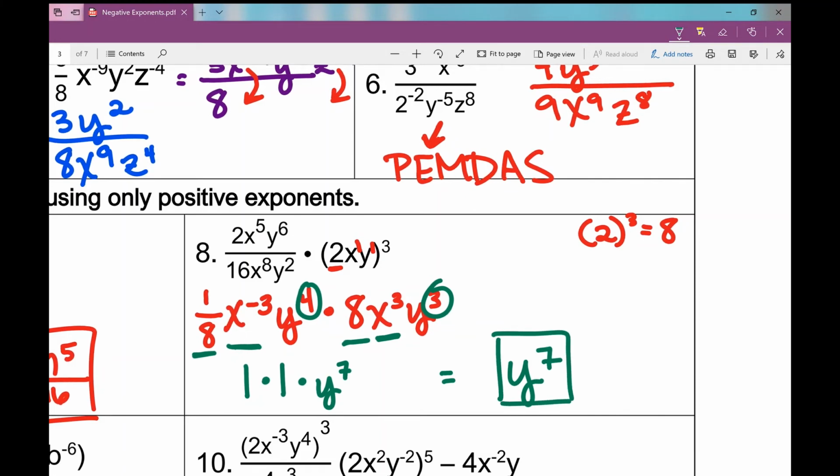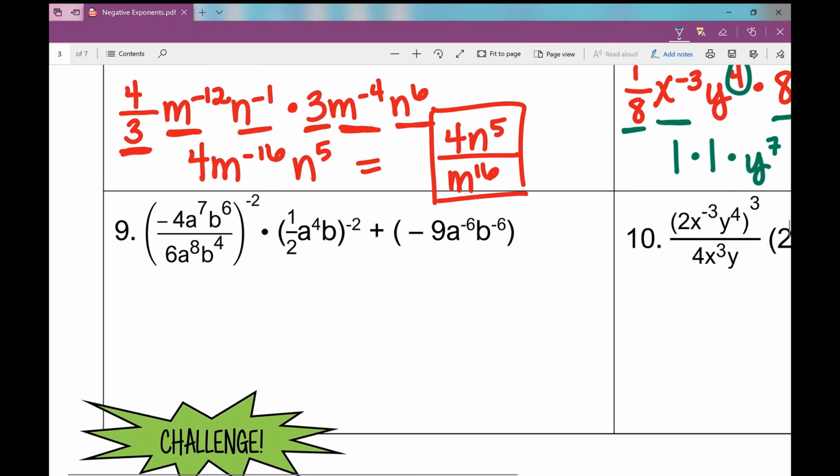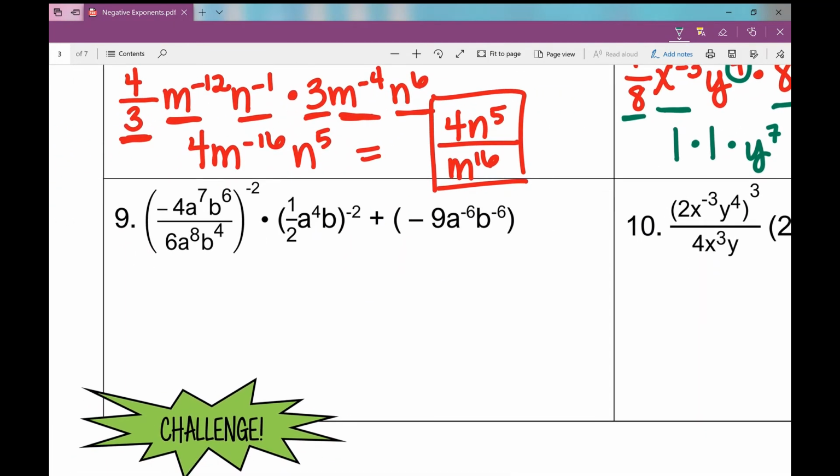Okay, let's move on to number 9. This one is a bit of a challenge. So let's get started. Lots of stuff going on with this one. I see a fraction inside our parentheses. We have the same variables on top and bottom, so I'm obviously going to have to simplify using the quotient rule.